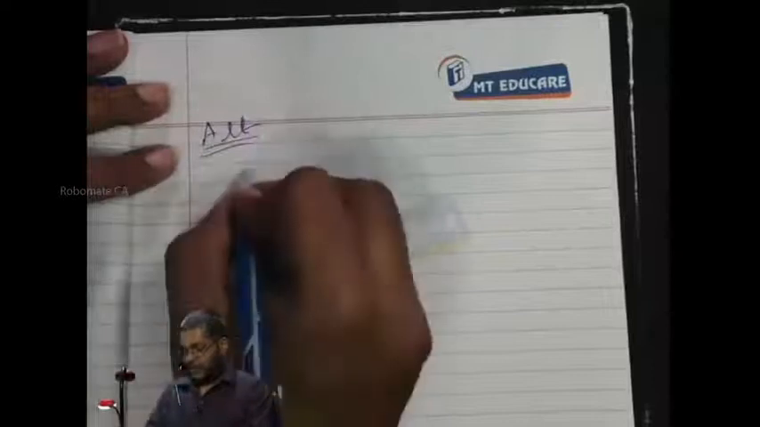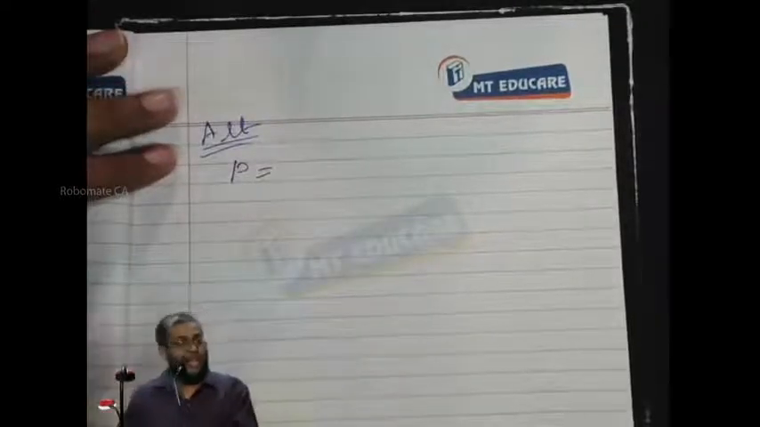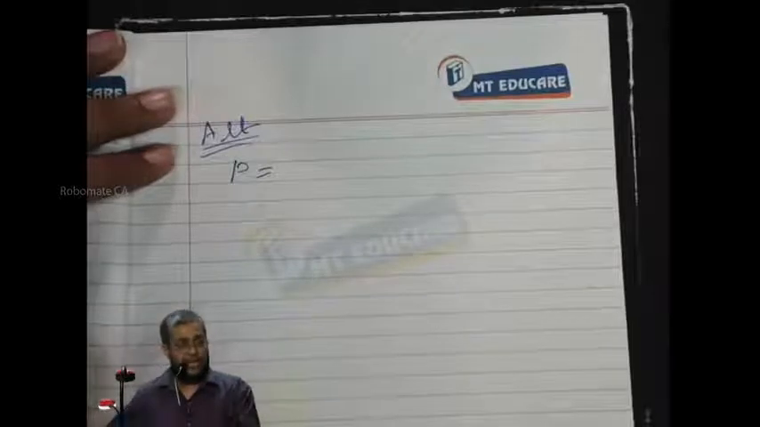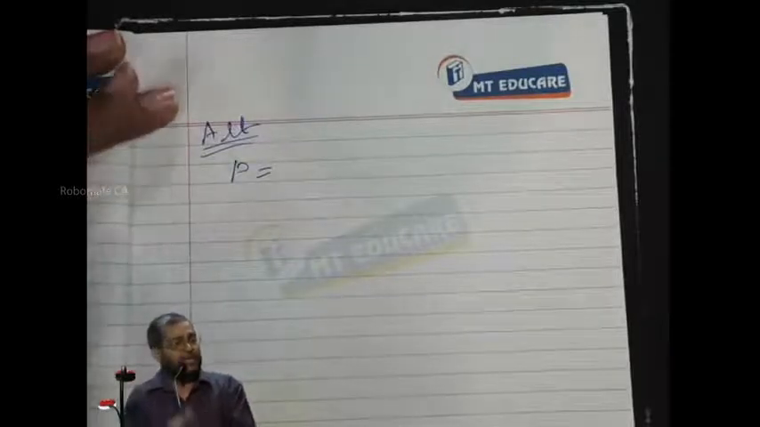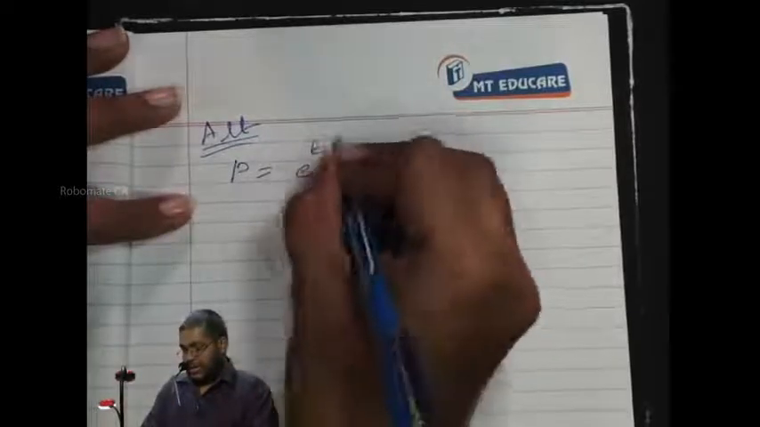Alternative. What is the normal probability formula? P is equal to e power rT minus D divided by U minus D. Yes or no? Now, see here one small change.